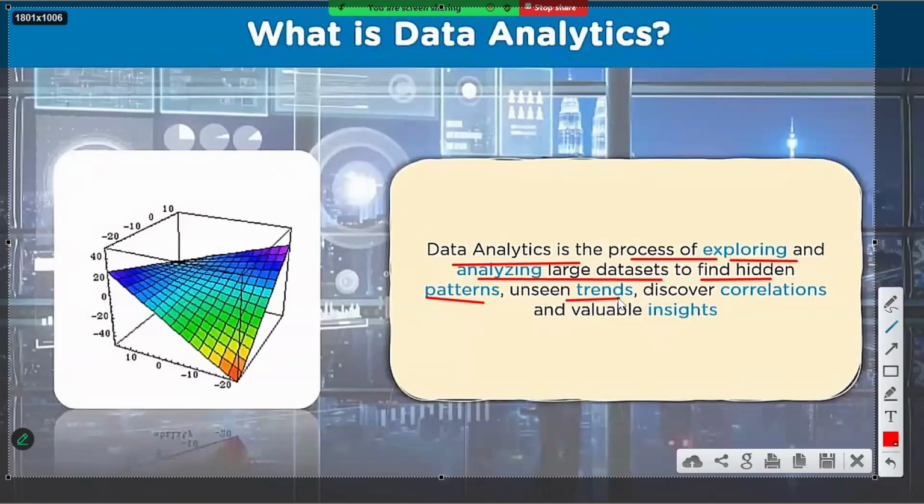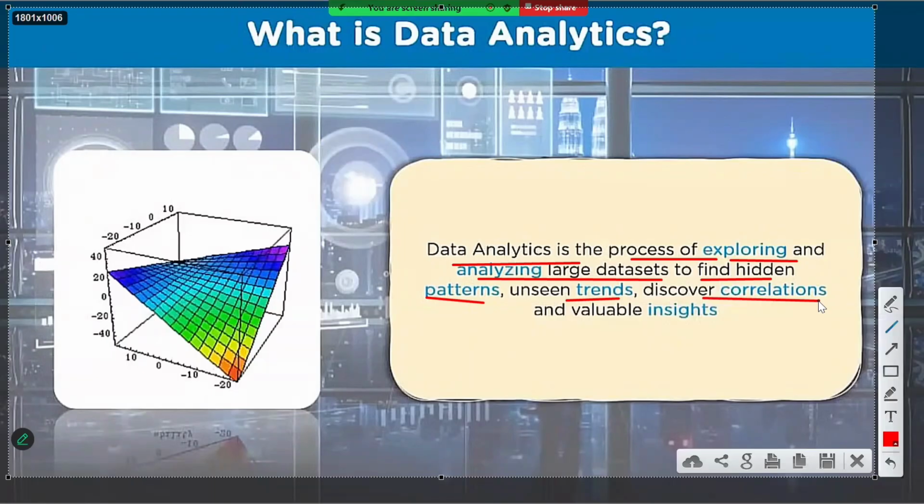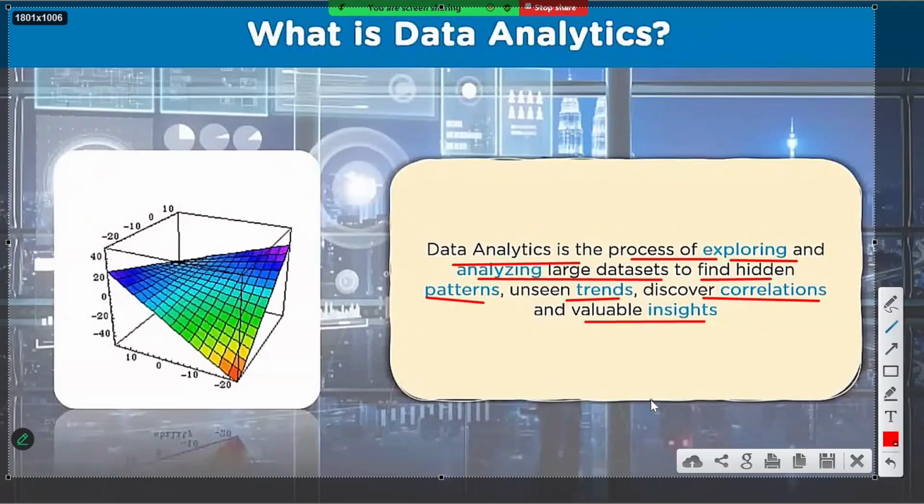What is the trend? Where there is more internet usage, there is less birth rate. Where there is less internet usage, more birth rate. We had discovered the correlations. What is the correlation? As internet usage is high, the birth rate is less. There is a negative correlation between internet usage and birth rate. We also found some valuable insights from the data: what is the country with the highest birth rate, what is the country with the lowest birth rate, and all these things. This is exactly what data analytics is.